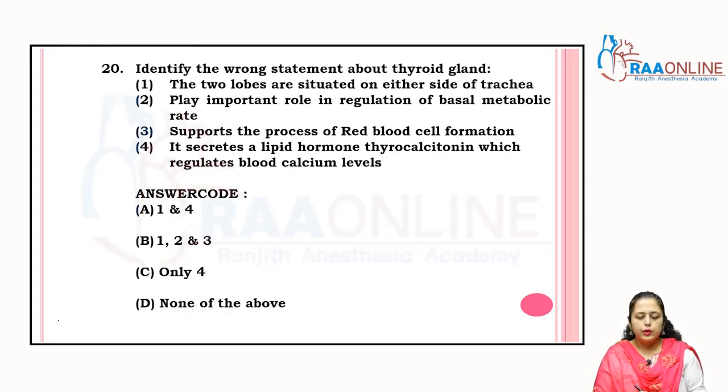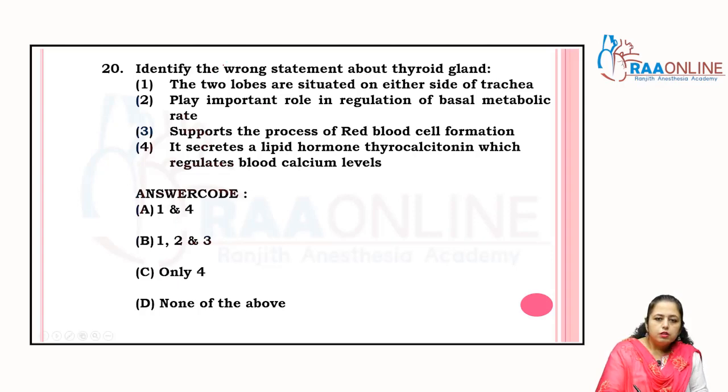Now come to the next, 20th. Identify the wrong statement about the thyroid gland, right? We have to choose only wrong statements about the thyroid gland. Two lobes are situated on either side of the trachea, correct. It is a butterfly shaped or H-shaped gland actually, clear? And the trachea passes behind that, clear? So that statement is not wrong, that portion is called the isthmus.